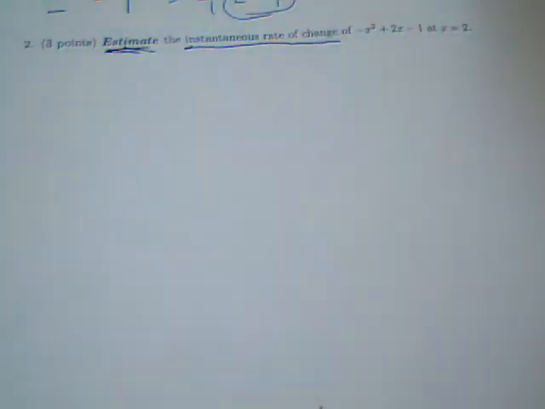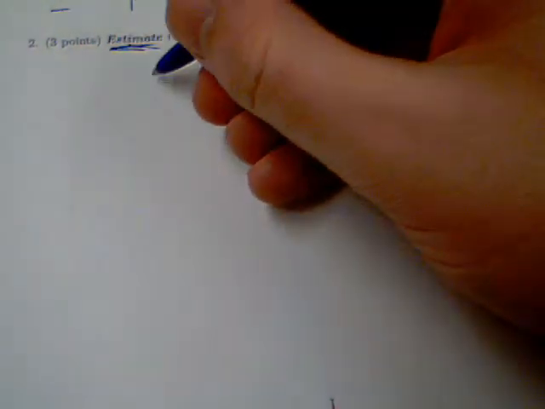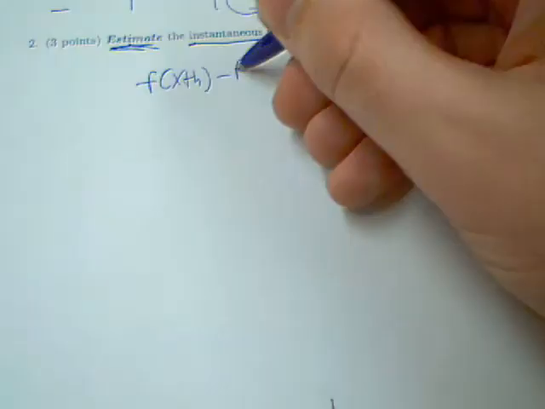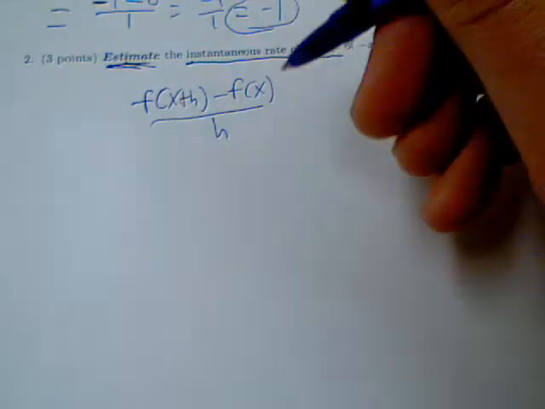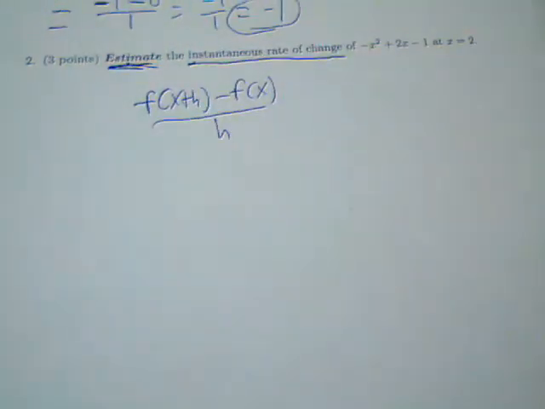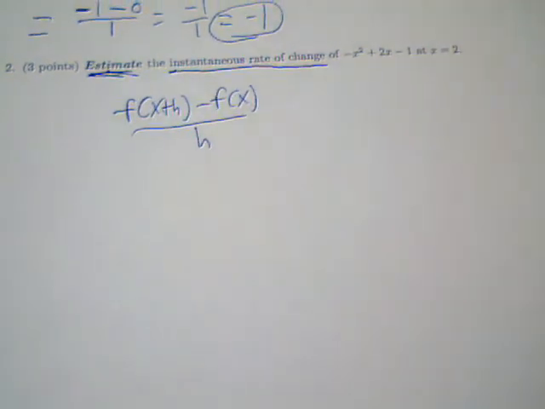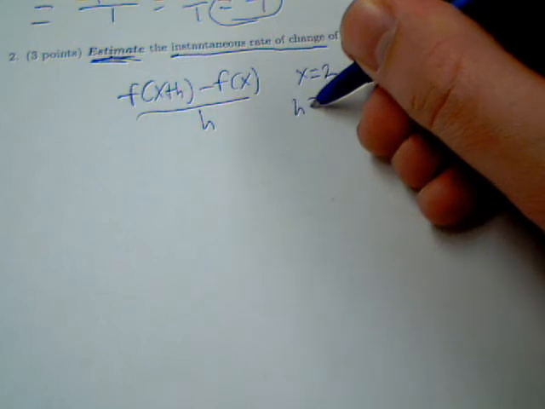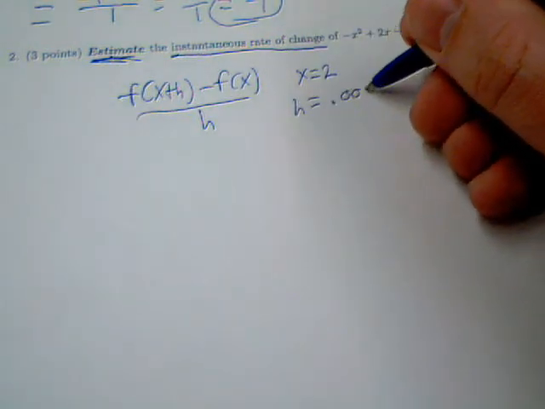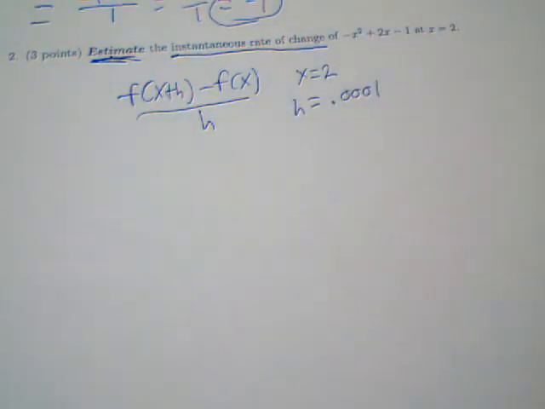approximation technique here. Okay, so the derivative is this guy, f of x plus h minus f of x over h, but it's this guy when you make h really, really small and get really close to 0. So if I want to approximate it, I'm just going to plug in an h that's really small. In this case, my x is 2. So x equals 2, h equals, let's say, 0.0001.